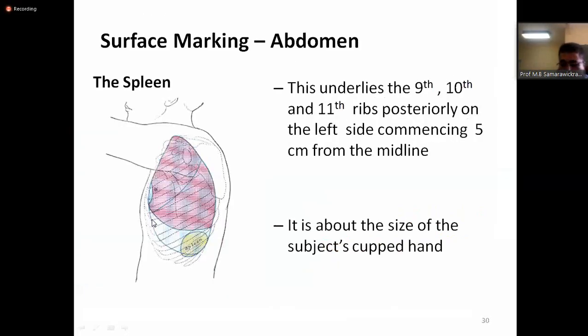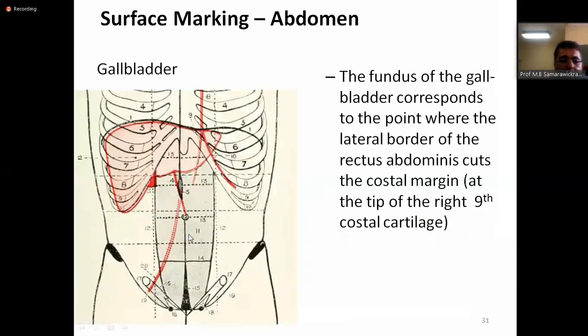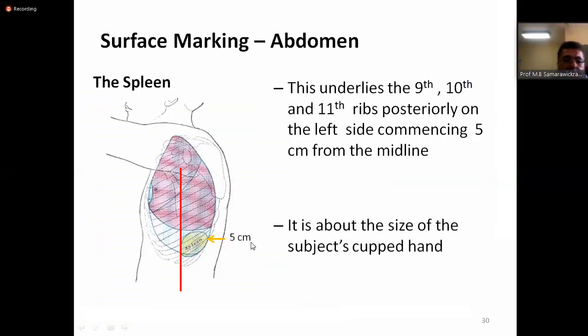Then the surface marking of the spleen. So you know it is in the left hypochondriac region. Its anterior border is behind the midclavicular line, and the posterior border is about 5 centimeter from the posterior midline, and its long axis lies along the 10th rib, and the spleen lies between 9th and 11th rib. So that's how you surface mark the spleen.